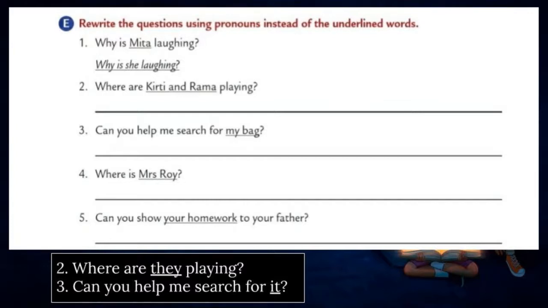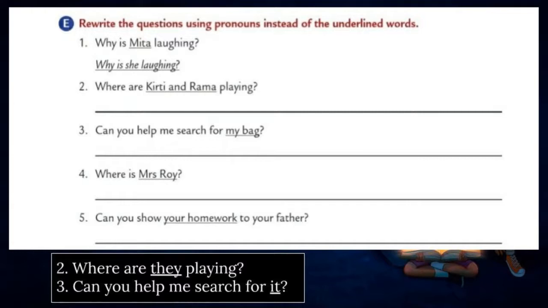That is, rewrite the questions using pronouns instead of the underlined words. Look at the first one. Why is Mita laughing? Actually, they underlined the word Mita. Mita is a noun. We should replace Mita with the correct pronoun. So, what is the pronoun we use for females? Yes, you are right. That is she. So here in the first sentence, we are going to replace the noun with the correct pronoun. Why is she laughing? Instead of Mita, we used the pronoun she.